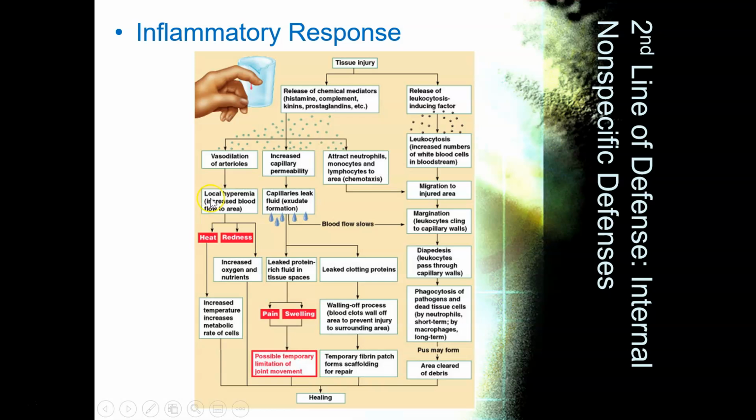When you talk about increased blood flow, right, there's where the heat and the redness is coming from. Why are we doing it? To increase oxygen and nutrients. It's also going to increase temperature, which is going to increase the metabolic rates of your cells to get things there. Protein-rich fluids being leaked, right? So pain and swelling as a result. And ultimately, all of this is there to promote that healing in the long term. So kind of just a nice thing if you like flowcharts and want to see where pieces fit together. This is a really nice one to take a look at.